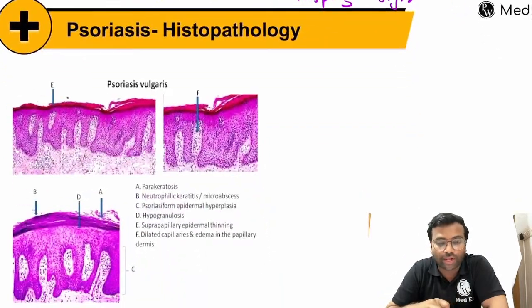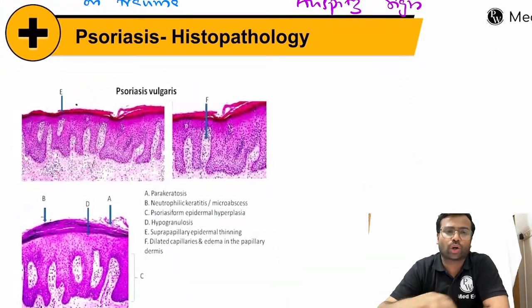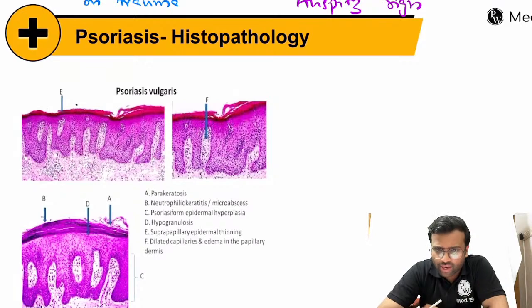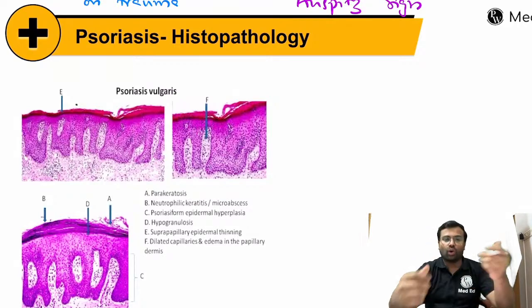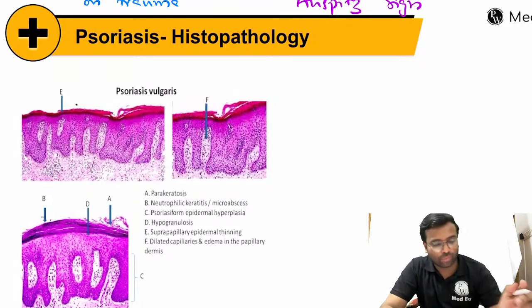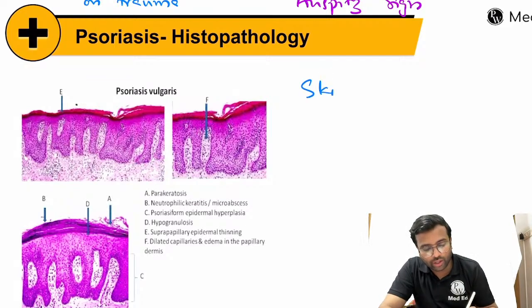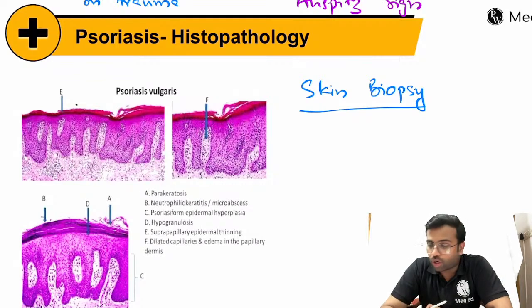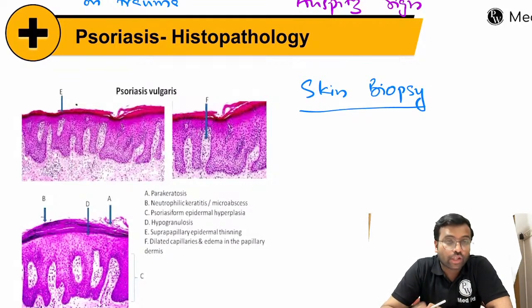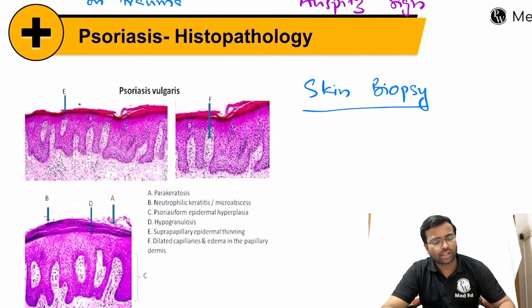Now let's move into the next one. We move into the histopathology, because in psoriasis, whenever you want a confirmation of the diagnosis, we definitely send the patient for a skin biopsy. When we do the investigation called skin biopsy, we will be able to elicit the histopathological features of psoriasis. What you see in psoriasis are multiple findings, all mentioned here.